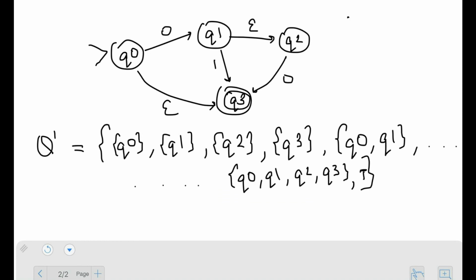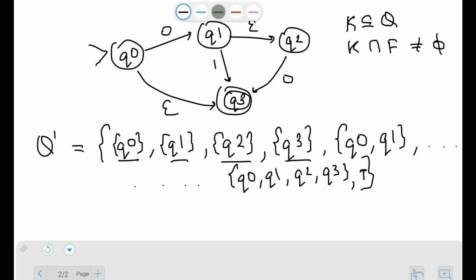And now let's look at our final states. So we said that it is K, which is a subset of Q, such that K intersection F should not be equal to phi. So what do I do here? I take all subsets of Q, which are these right here. I've already made those for Q prime. So I take each one of them and I check whether their intersection with my final state is phi or not. And let me just write that my final state here is just Q3.